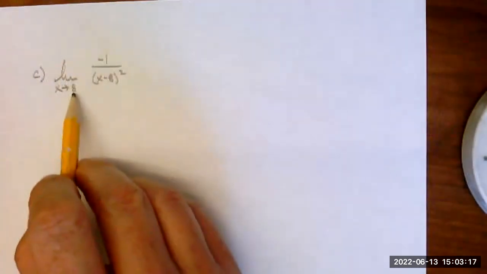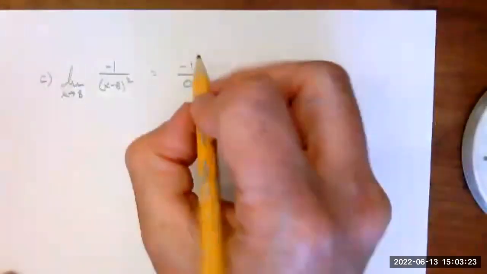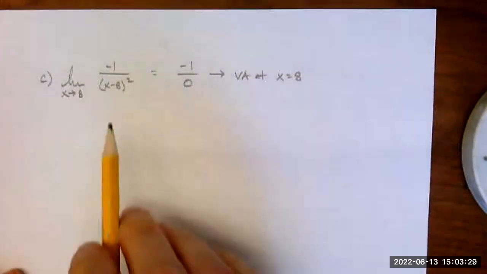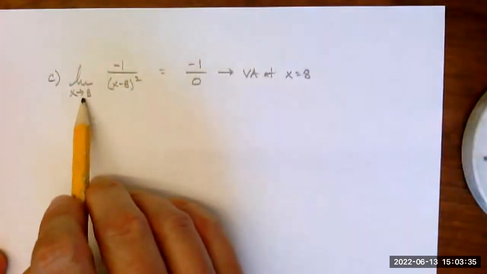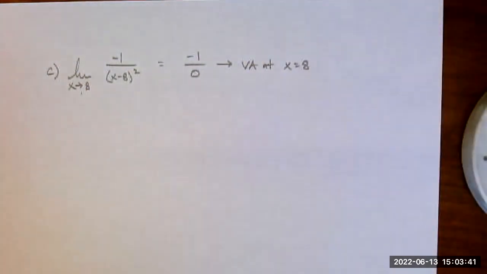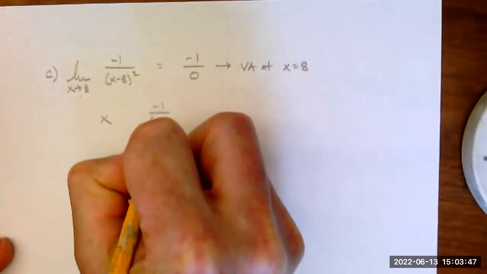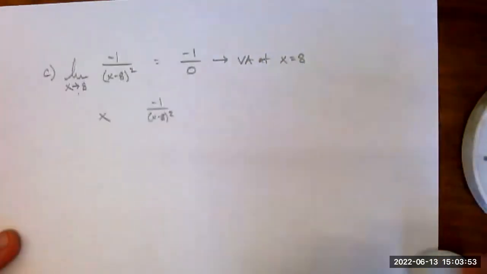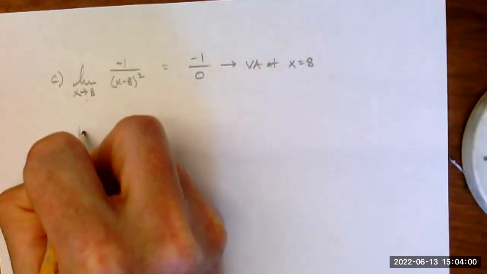Say, you know what? If I tried to plug in, what would happen? Negative 1 over 0. That tells us there's a vertical asymptote at x equals 8. If I get any number that's not 0 over 0, there's a vertical asymptote wherever it's approaching. So we got to use a table. There's no simplifying. Notice, we got to point this out: this is a two-sided limit. We have to do it for both sides.